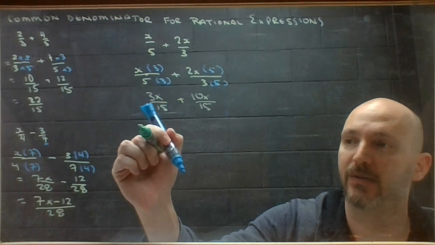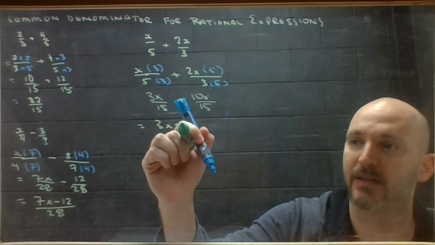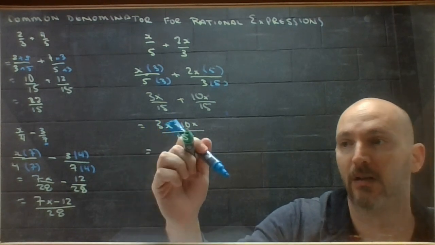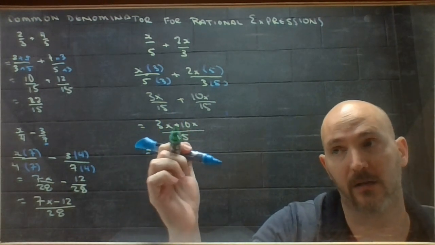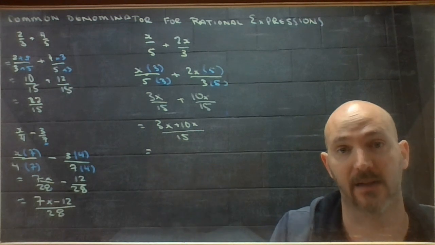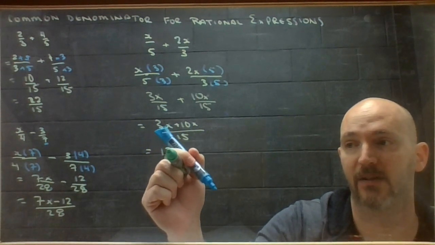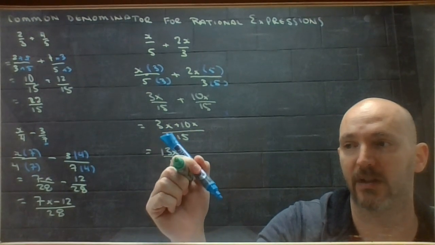Now when I combine those, 3x's plus 10x's, well, those are like terms. They both have an x attached to them, so I can combine them. 3x's and 10x's is 13x's out of 15.